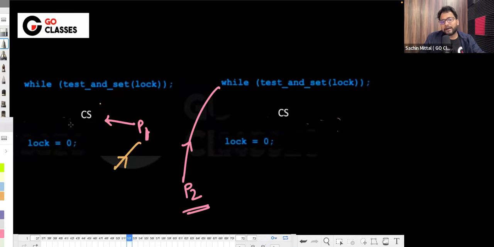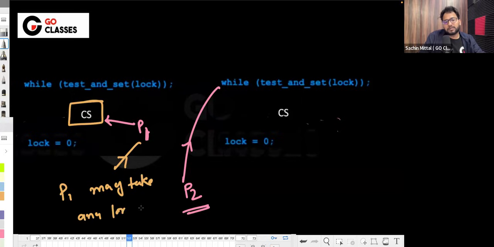Since it is the user's critical section, is this guaranteed to have just 10 lines or something like this? No, right? So P1 may take any longer depending on this critical section, right? So that is why this busy waiting could be longer.